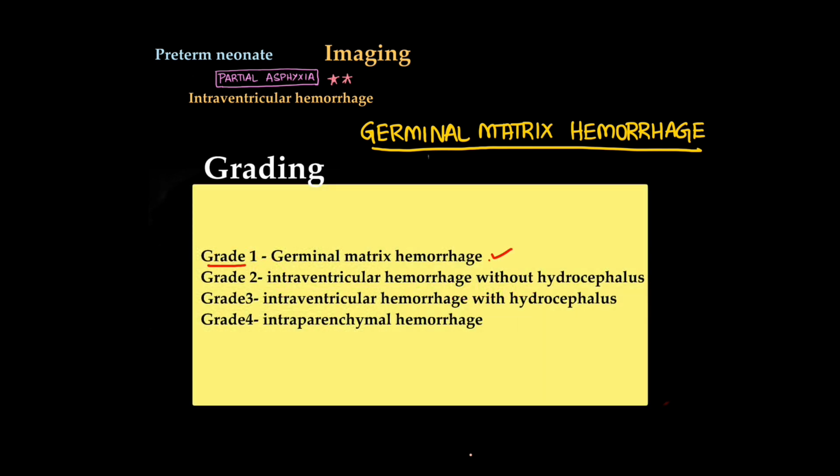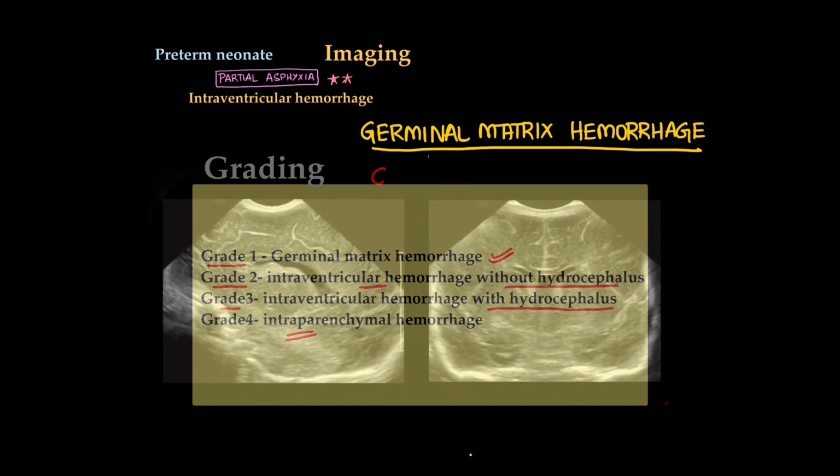Grading of intraventricular hemorrhage. Grade 1 there is only germinal matrix hemorrhage. Grade 2 there is intraventricular hemorrhage without hydrocephalus. Grade 3 there is with hydrocephalus. And in grade 4 there is parenchymal extension of the hemorrhage, that is intraparenchymal hemorrhage is also present. We will see one by one with images.